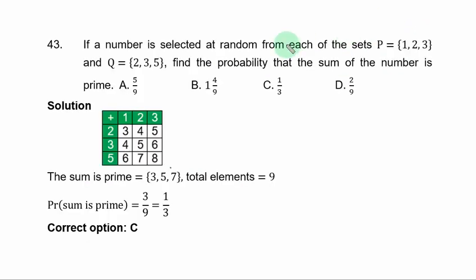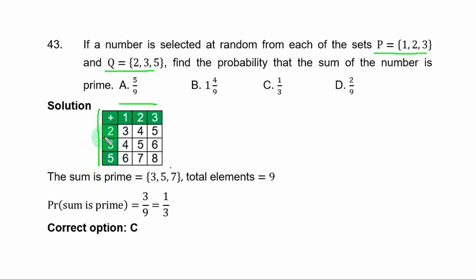Question 43. If a number is selected at random from the sets P equal to this and Q equal to this, find the probability that the sum of the number is prime. To get the sum, you need to pair the two sets. So let's do that by drawing a table, and set P can be the row form and Q the column.